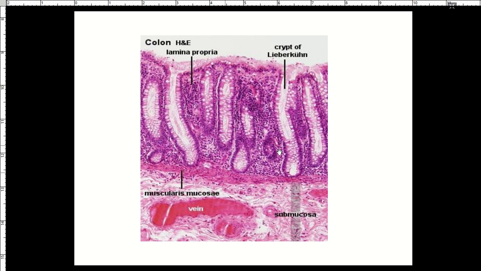These are the crypts of Lieberkühn, which have absent Paneth cells, and you can see numerous goblet cells interspersed with the simple columnar epithelia that is absorptive, with the microvilli but absent of villi. Remember, this is your muscularis mucosa, very prominent. This is going to be your submucosa, where you're going to have large veins. This is a vein, this is an artery.